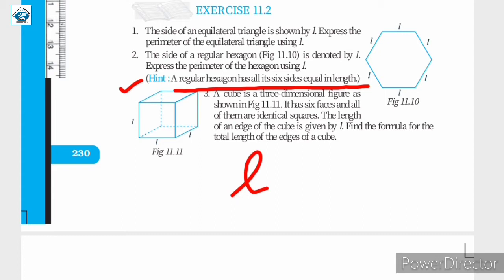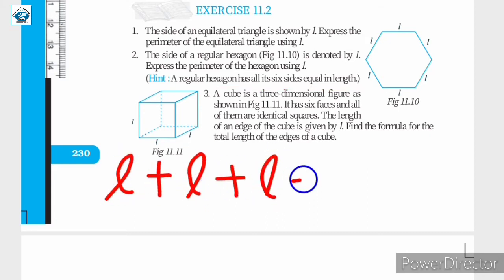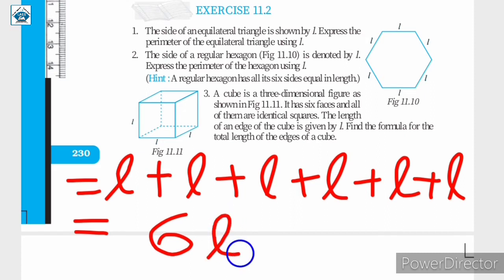So here we need to find the perimeter. For that we will add L 6 times. L plus L plus L plus L plus L plus L. So here this will be equal to the perimeter of this hexagon. Adding this we will get 6 times L. So this is the perimeter of the hexagon having one side equal to L.